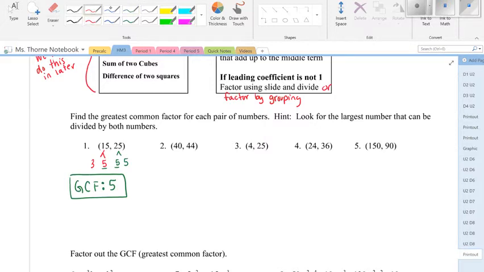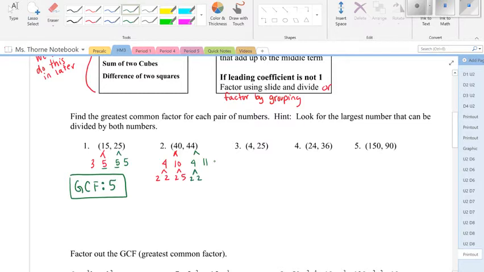Looking at the next one, we have 40. So we want factors of 40. So 40 breaks down into 4 times 10. And of course, we can keep going. So 4 breaks down into 2 times 2. 10 breaks down into 2 times 5, so that would be what we call the prime factorization, since we can't factor 2 or 5 any further. And then we're going to break down 44. So 44 breaks down into 4 and 11. 4 breaks down into 2 times 2. 11 doesn't break down anymore.